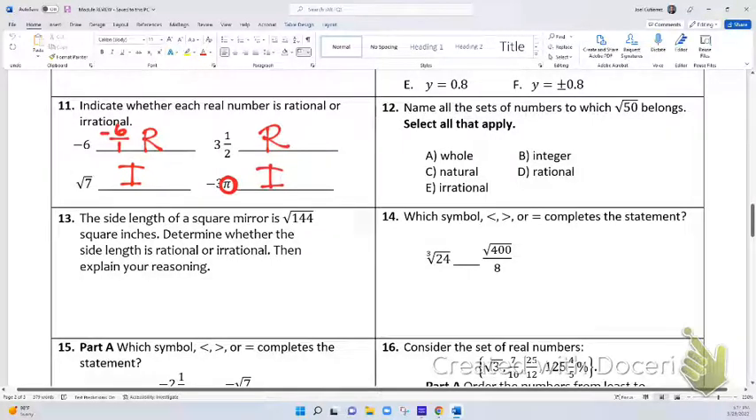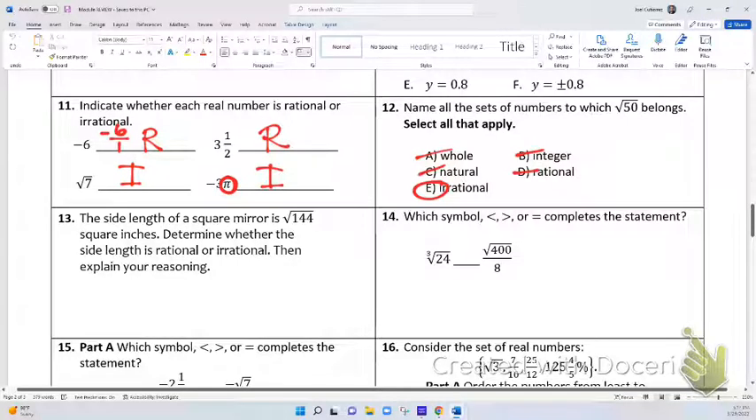For number 12, it says name all the sets of numbers to which square root of 50 belongs. So once again, if you are using your calculator, I'm just typing this into my computer as we speak. If I do the square root of 50, I end up getting 7.071067, and so on. It goes on forever. It doesn't repeat. So for this one, the only answer it can be is letter E, which makes it irrational. Once it's irrational, it can't be any one of these. So once again, the answer is letter E.